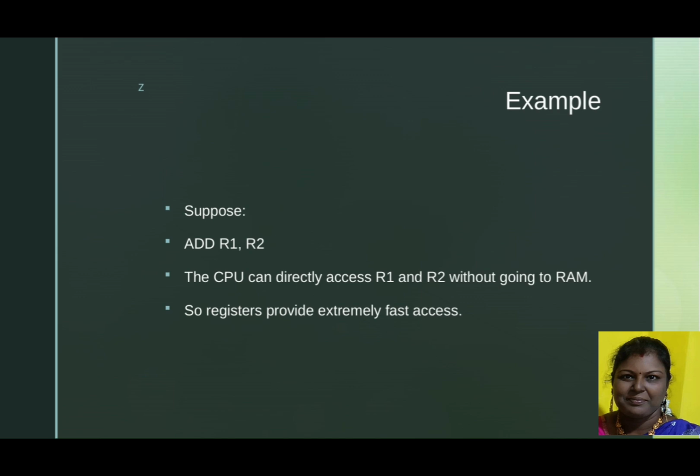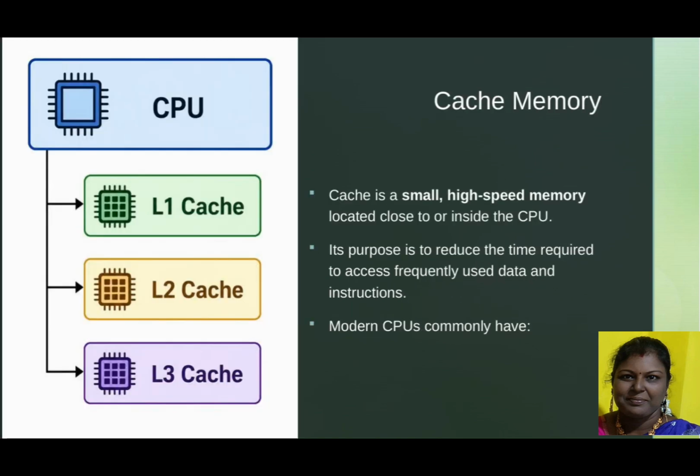Cache is a small, super-fast memory that sits right next to, or even inside, the CPU. Its job is simple but crucial, to cut down the time it takes to grab data and instructions we use all the time. By keeping these close at hand, the CPU doesn't have to wait around. Modern processors usually come equipped with several layers of this cache memory, making everything feel quicker and smoother.